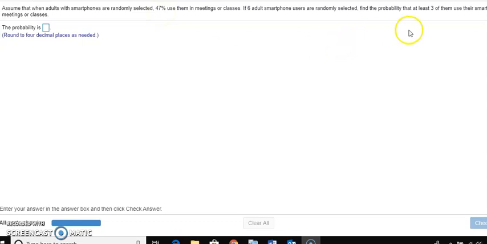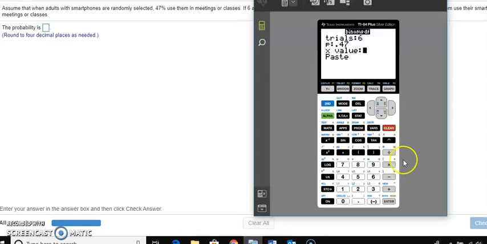And the last thing we're going to do is find x. X is at least 3, so at least 3 is 3 all the way up to n, which is 6. Okay, so let me put my calculator here.